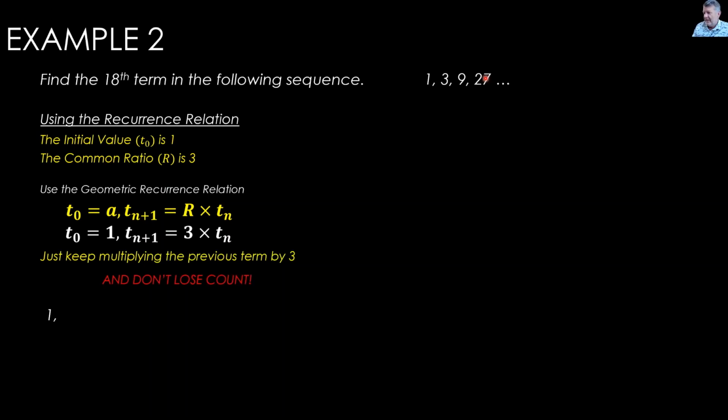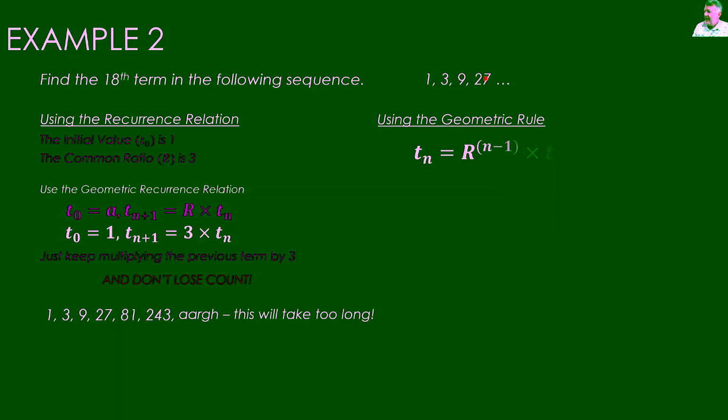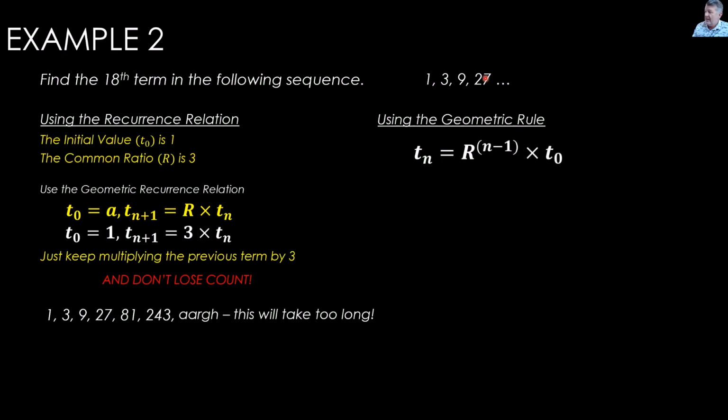Here we go. 1 times 3 is 3, times 3 is 9, times 3 is 27, times 3 is 81, times 3 is 243, and yeah, you can see what I'm thinking here. To get to the 18th one, the rule is much nicer. So the rule is Tn equals r to the power of n minus 1 times T0. Substitute our T0 and our n and our r in.